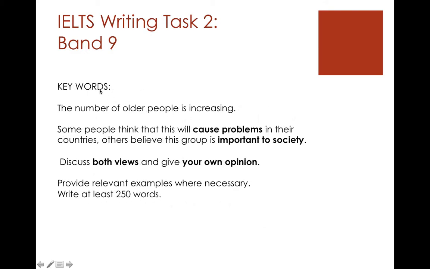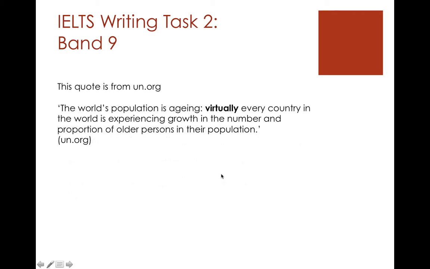So first thing, we're going to look at our keywords. Cause problems and important to society. So they either do one of these two things. We'll discuss both views and we'll give our opinion. So let's take a look at some articles from online that we can use in our writing.